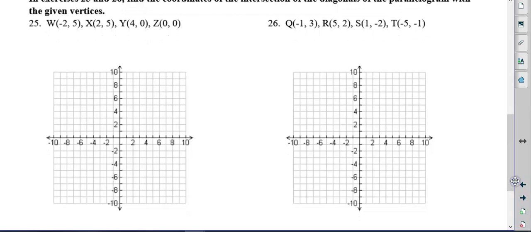And now we're going to do some graphing. So negative 2, 5 is right here. 2, 5 is right here. 4, 0 is right here. And 0, 0 right there. So there is our shape.